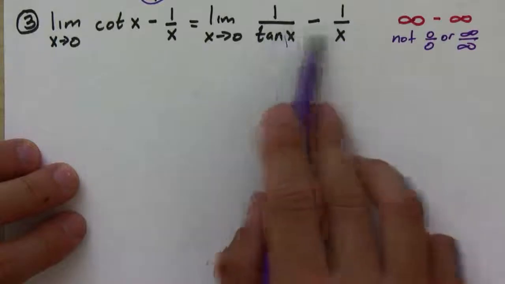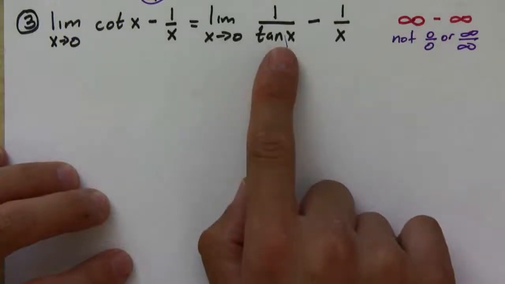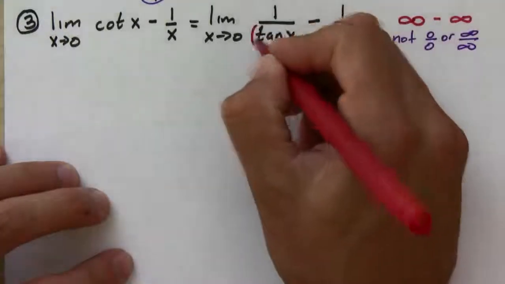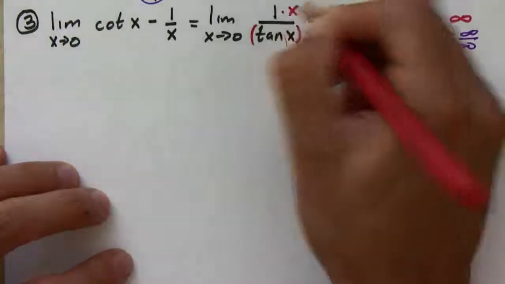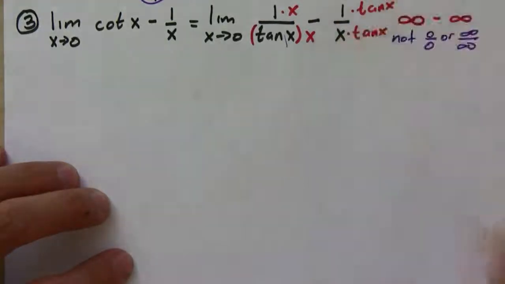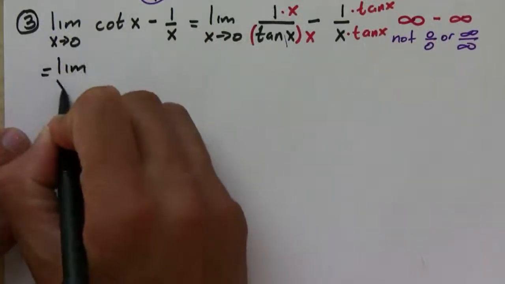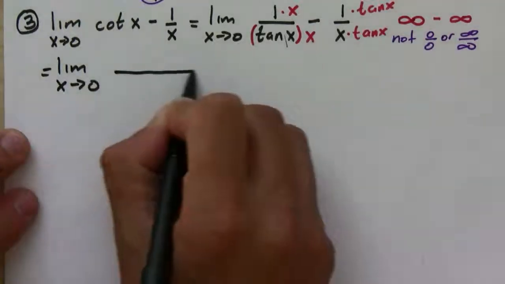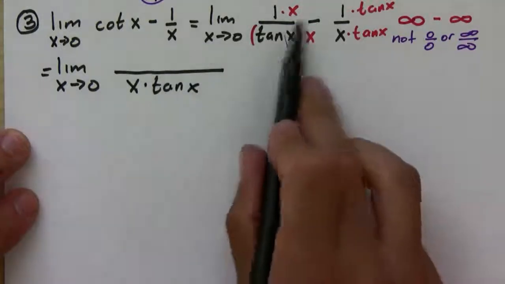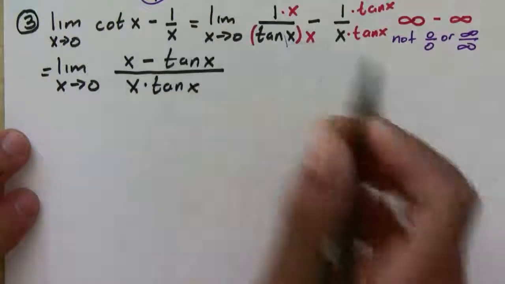So if you look at this, well, notice we have two fractions. We can put them together by finding the common denominator and then combining them. Okay, so notice that what this fraction needs is an x, top and bottom, and this one needs a tangent x, top and bottom. Okay, so what I have is this is equal to the limit as x approaches 0. Now I'm going to have one fraction. The denominator is going to be x times tangent of x, and the numerator is going to be x minus tangent x.